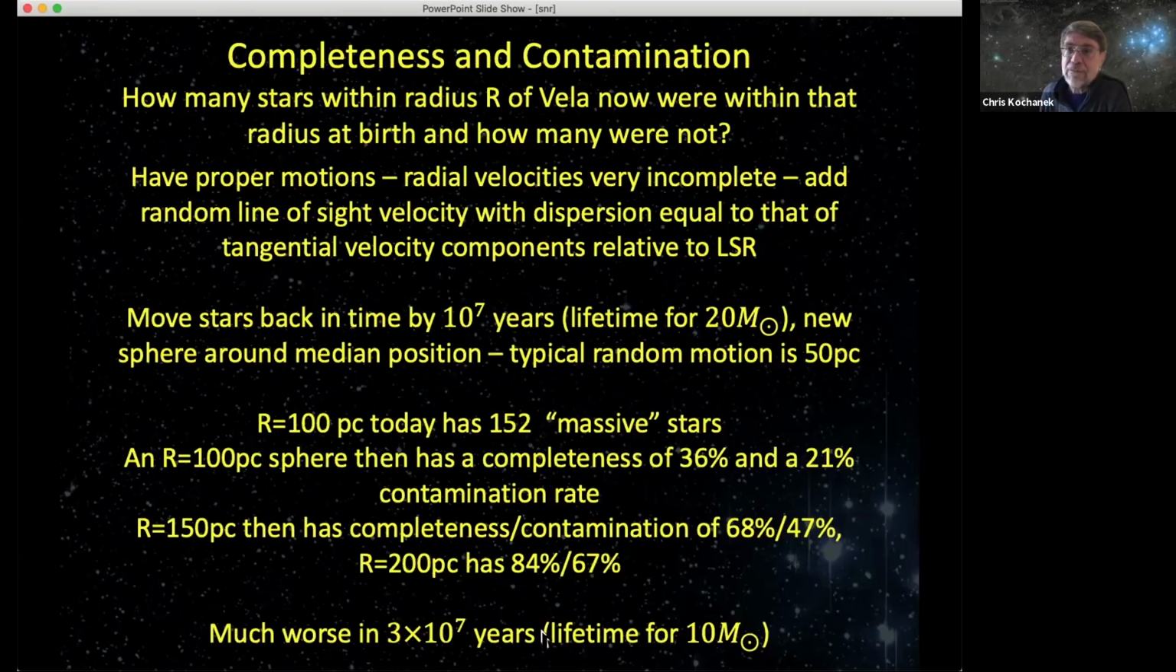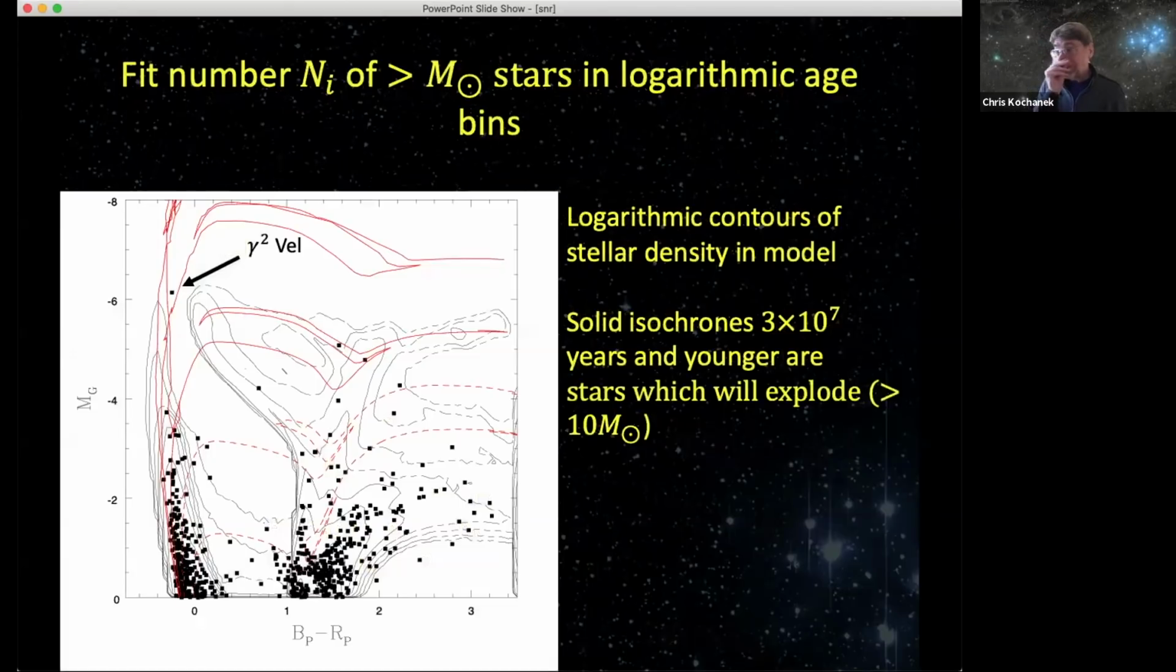If I go to the lifetime of a 10 solar mass star, which is 3 times longer, all of this gets worse, right? They now have a typical motion of 150 parsecs. And so the fraction of stars in a 100 parsec sphere goes down and the number of interloper stars goes up. So this is something to keep in mind.